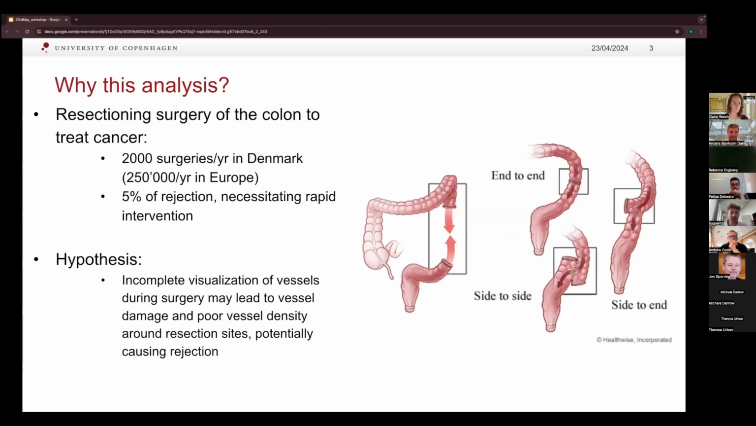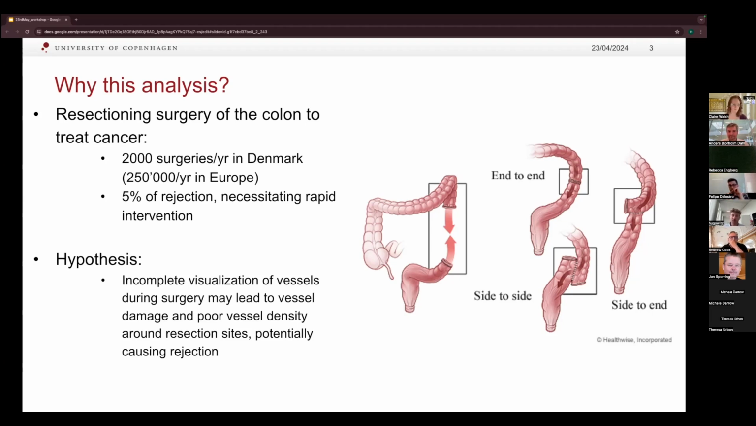So why this analysis? It's important to know that colorectal cancer is the third most common cancer worldwide, accounting for approximately 10% of all cancer cases, and it is the second leading cause of cancer-related death worldwide. Here in Denmark, we have about 2,000 surgeries of this type each year, and amongst those 2,000 surgeries, there are 5% of rejection, and each rejection necessitates rapid intervention to save the patient.